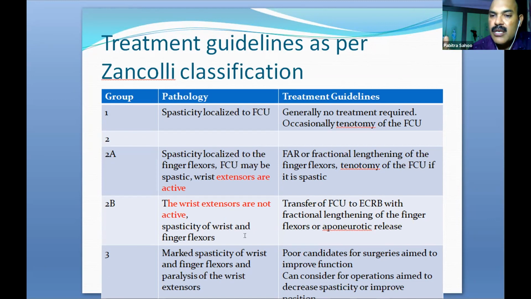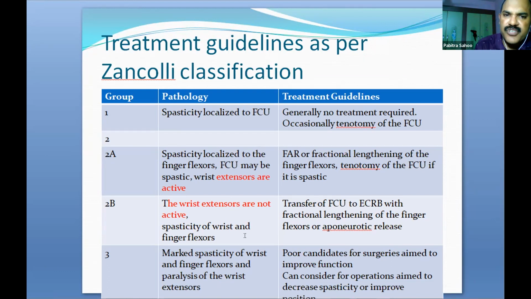If the flexor component is much more severe, you can go for tenotomy of the FCU, flexor carpi ulnaris, if it is very spastic. But in case of 2B, where the extensors are not active, ECRB is not active, there you need to augment the extensors by transferring FCU to ECRB. That means you have converted type 2B to type 2A by transferring the muscle FCU to ECRB. Now your role is to release the spasticity of the flexors, again by fractional lengthening or by flexor aponeurotic release. That is 2B.